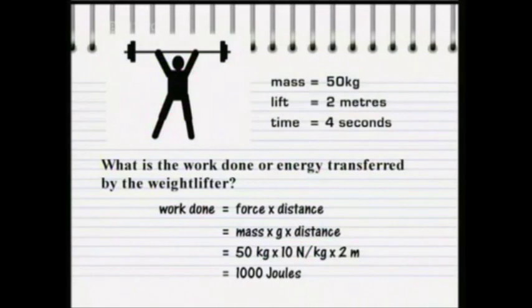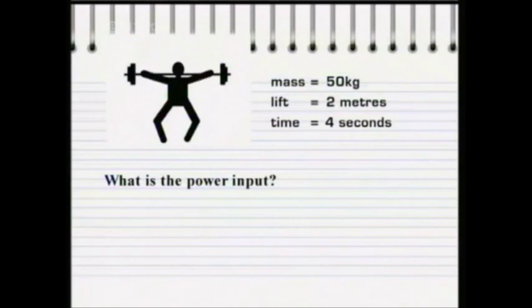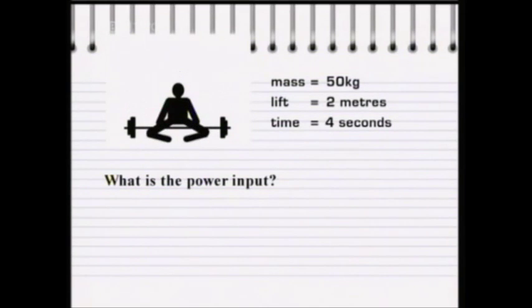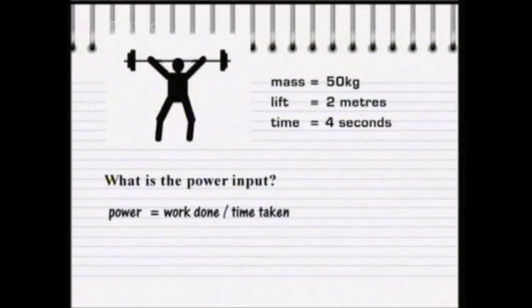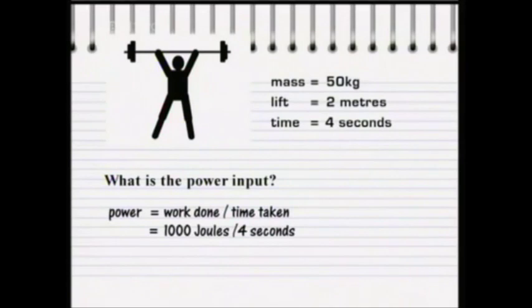The second part of the question asks, what is the power input of the weightlifter? Power is the rate at which the work is done in joules per second. So that's 1,000 joules divided by 4 seconds equals 250 joules per second, or 250 watts.